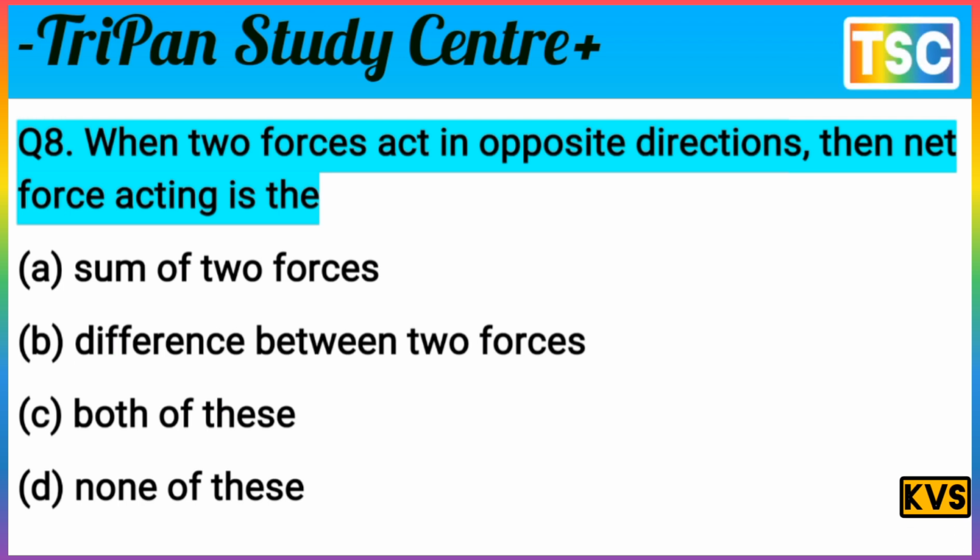When two forces act in the opposite direction, then the net force is there. A. Sum of the two forces. Sum of the two forces is not a correct answer here. B. Difference between the two forces. You know that the difference between two forces, that's the correct answer here.